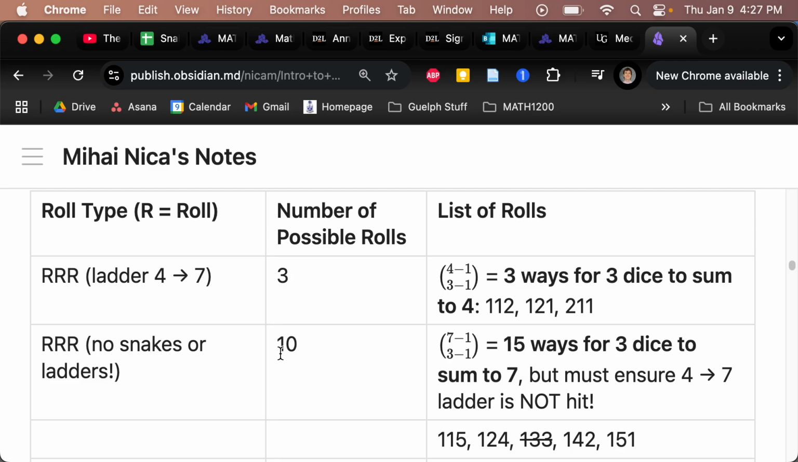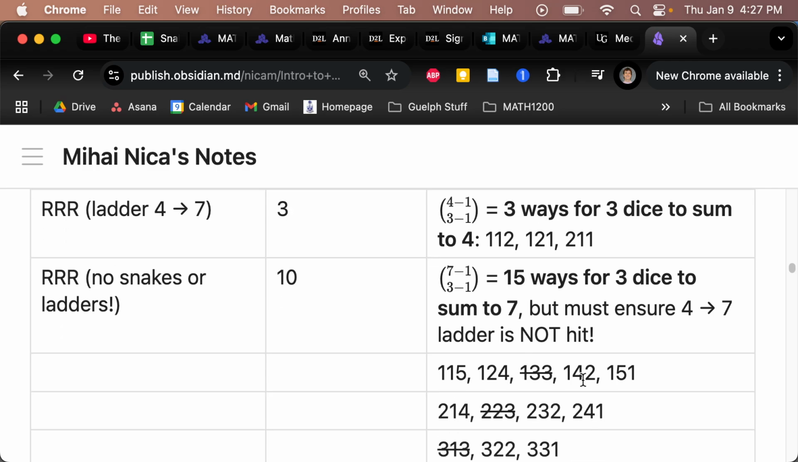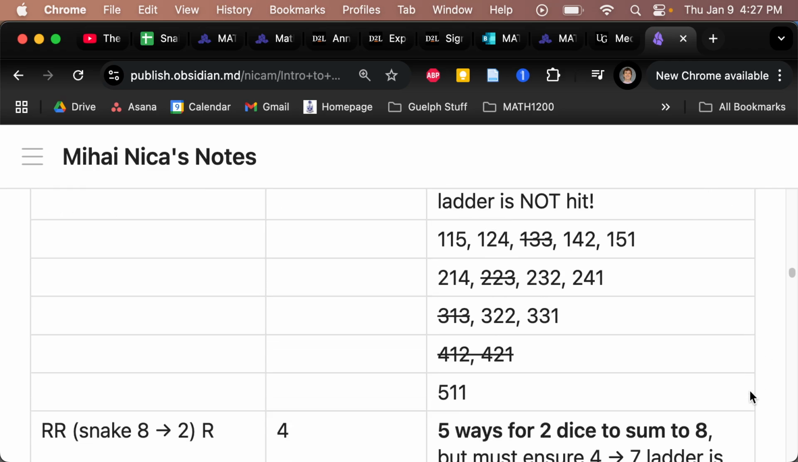And if you want to do it this sort of exhaustive way, then here are the ways you can do it. I wrote them out as R stands for roll, and then I wrote down the things that happen to you. So here is R, R, R, and then a ladder from 4 to 7. There's 3 ways: 1, 1, 2, 1, 2, 1, and 2, 1, 1. This is R, R, R directly to 7 without hitting a snake or a ladder. And here are my solutions that cross out ways that hit something along the way. So you write down all the ways to get to 7, and you cross out the ones that would have hit the ladder.